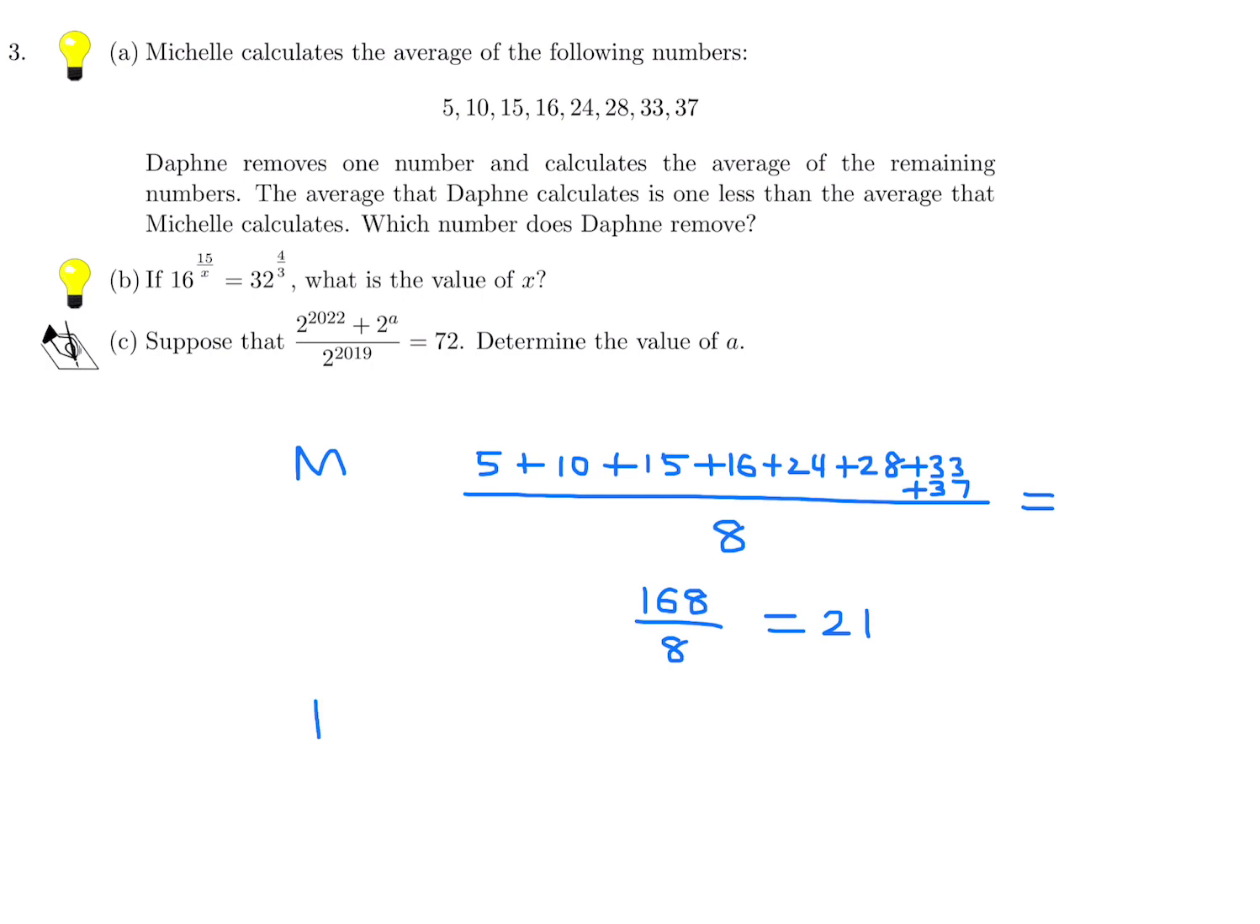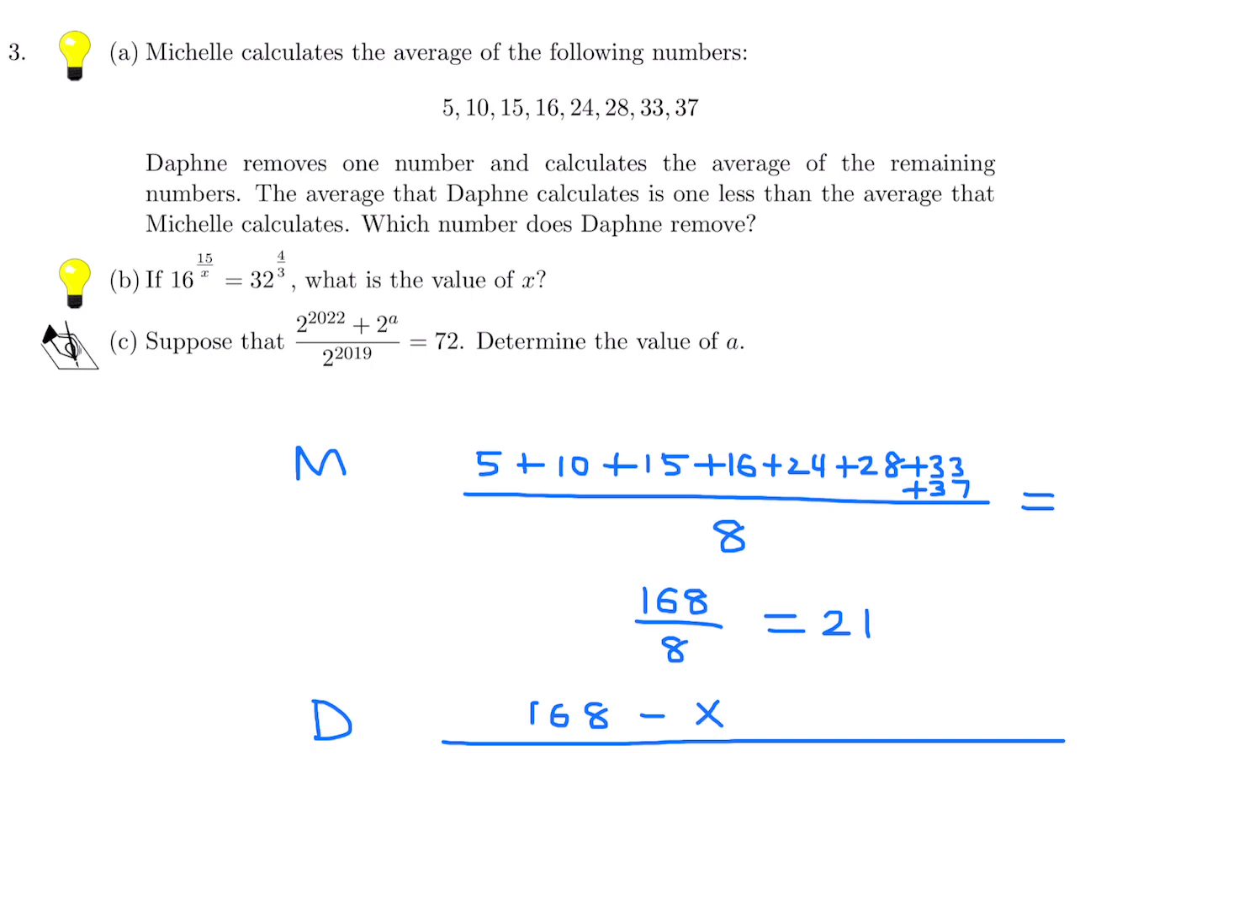And then Daphne removes one of these numbers and calculates the average. So her numerator is going to be this sum, 168, minus some number. That number I don't know yet. 168 is the sum of all these numbers, and she's removing one, so her sum is 168 minus x, where x is the number she removed.